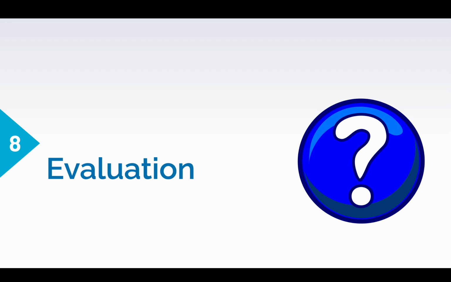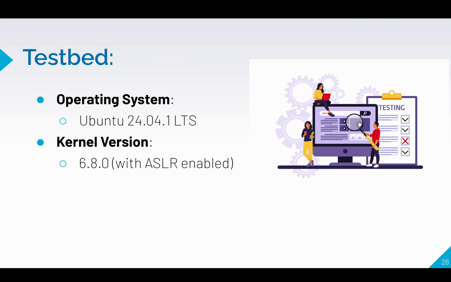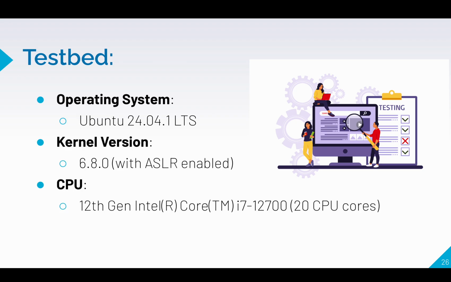So coming on to the evaluation, we had a test bed setup which was running Ubuntu 24.04, one of the latest kernels, 6.8, and we were running the test on a 12th gen Intel Core CPU with 20 cores. These are 20 logical CPU cores, and all of the compilation was done using GCC 13.3.